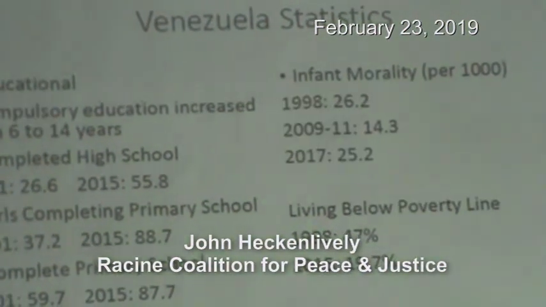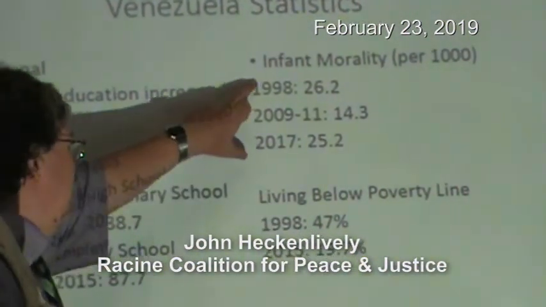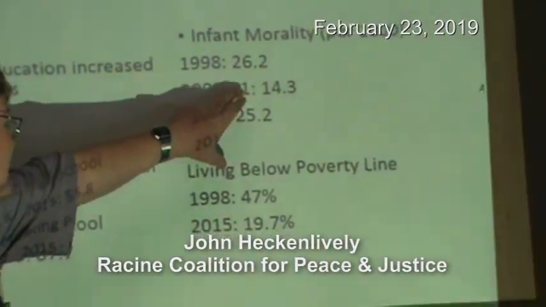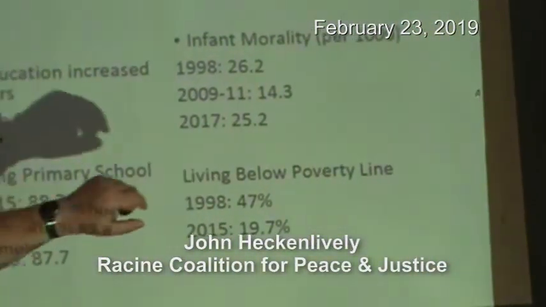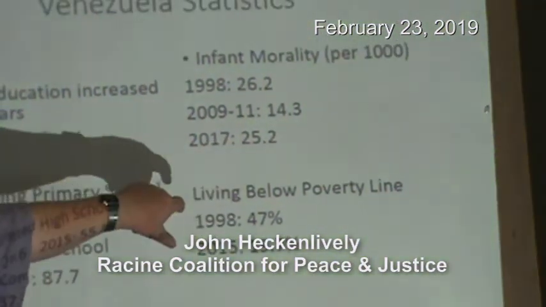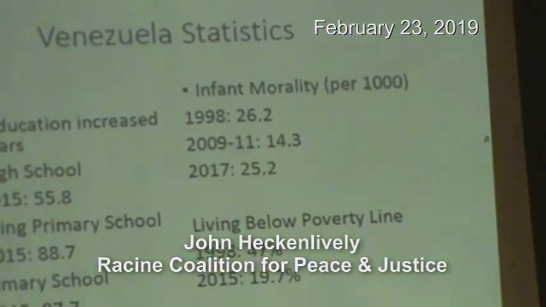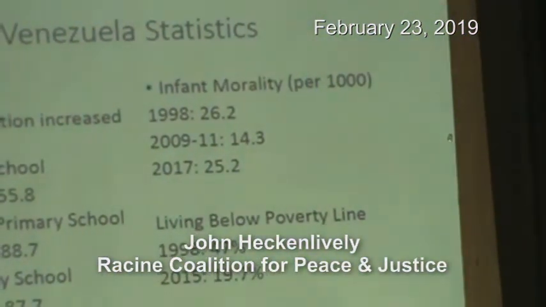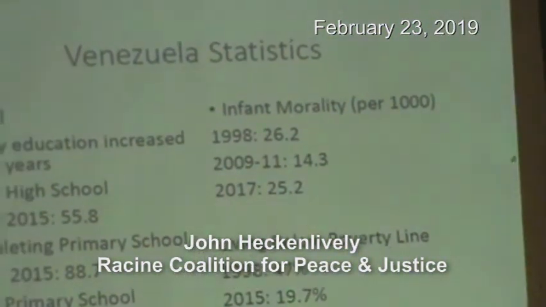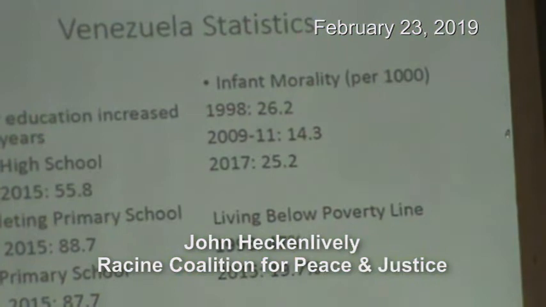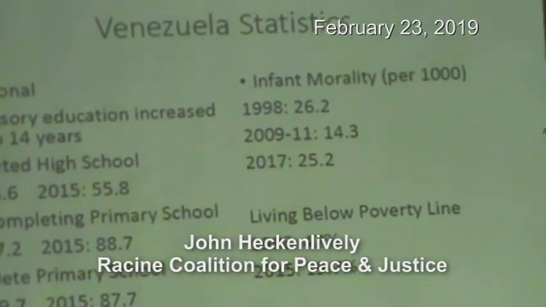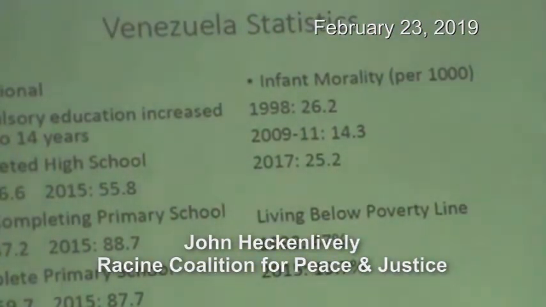Infant mortality, when Chavez took power, was 26 per thousand. By the time I was in Venezuela, it was down to 14.3 per thousand. Last year, it was back up to 25. And part of that is because of all of these clinics that they built, they don't have the resources. So they don't have the medicine.